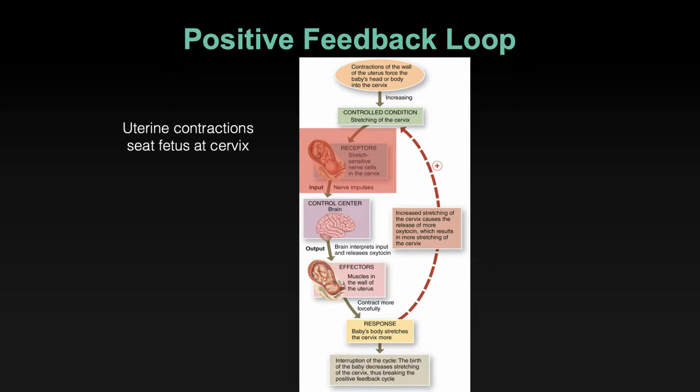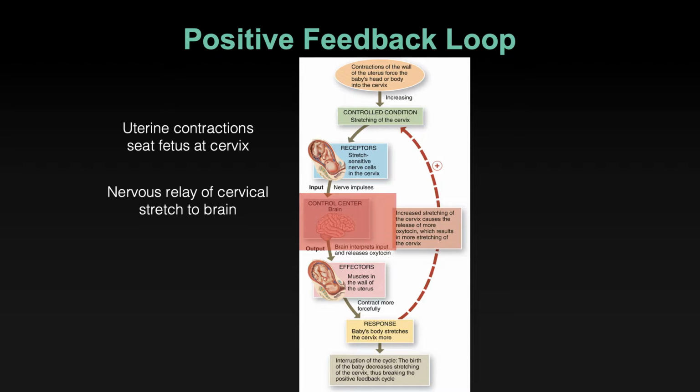So contraction seats the fetus at the cervix and stretch is registered. The amount of stretch activates this positive feedback loop proportionally. A little bit of stretch will start this process. More stretch will accelerate this process. Lots of stretch turns this positive feedback loop on maximally.